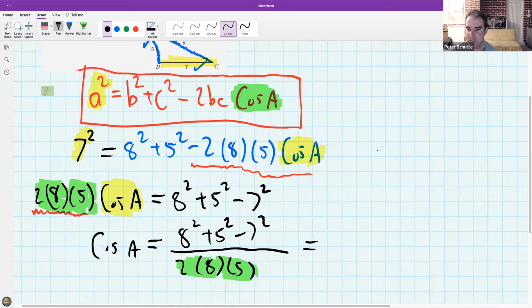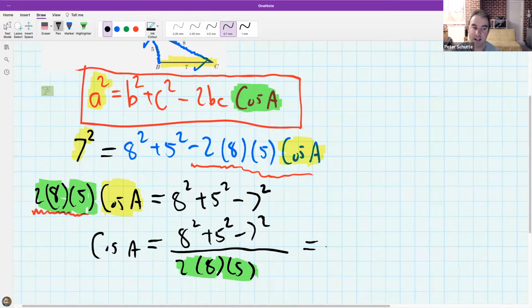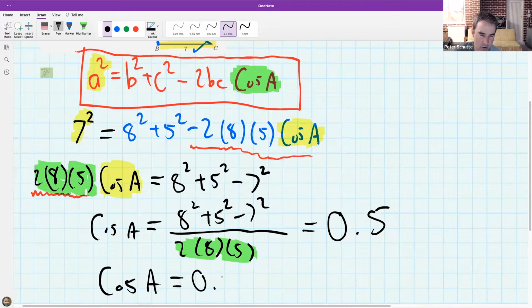So for those who are feeling a bit lost, don't worry. I know this is a bit odd at first. It's going to get easier later in the lesson, but I just want to emphasize why I do the second example the way I do by doing this. So I don't want the answer. I want the value, and you get 0.5. So basically, you get the cos of A equals 0.5.